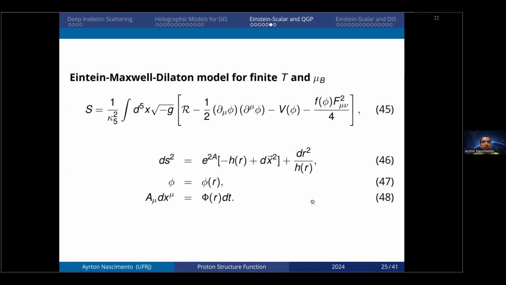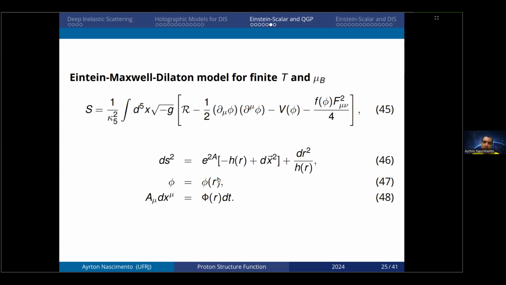That's what people do when studying the quark-gluon plasma and everything. And when people want to go beyond finite temperature and describe finite chemical potential, they add a term like this, in which you have the electromagnetic tensor over here, which is coupled to some function of the z coordinate, the radial coordinate, which I just called phi over here. And you can go over that all again.